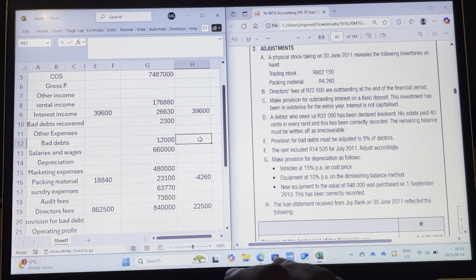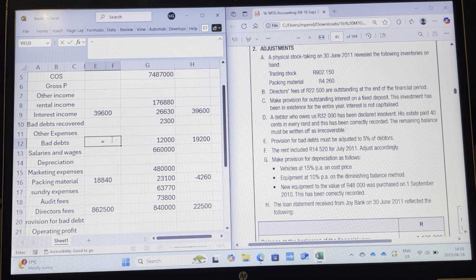So what we are owed is 60%. So we're going to take 40 cents as 40%, but they still owe us 60% of 32,000. That gives us 19,200, and our total will be the two combined, giving us 31,200.